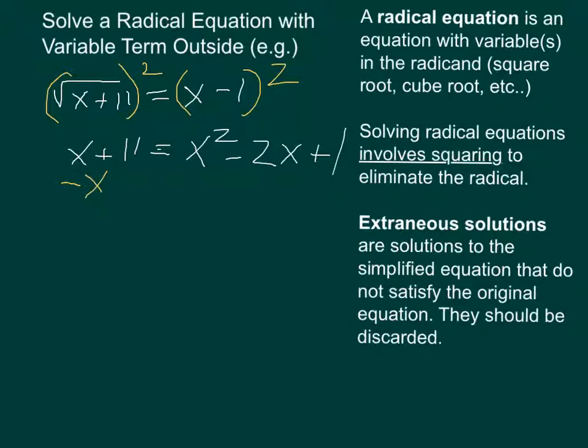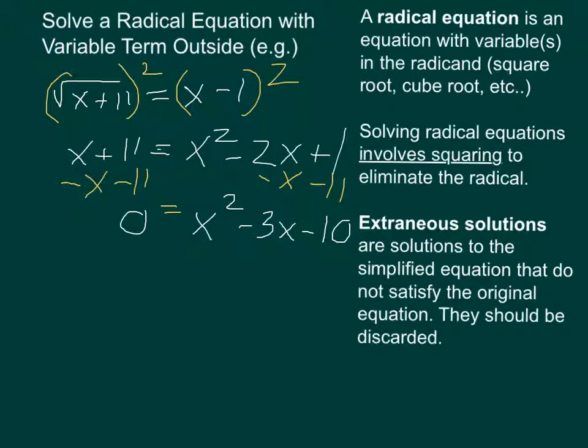So I want to get 0 on one side and everything else on the other. So I'm going to subtract x and subtract 11 on both sides, which leaves me with x squared minus 3x minus 10.